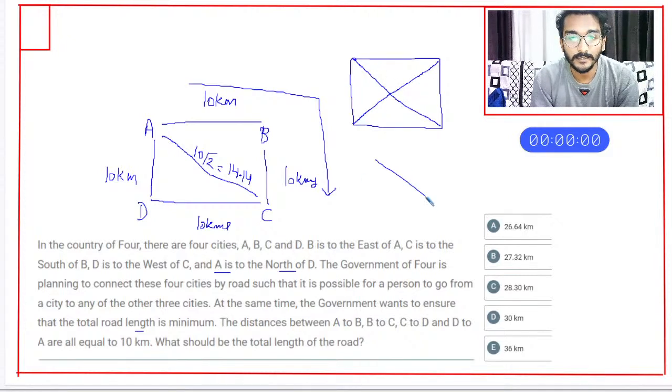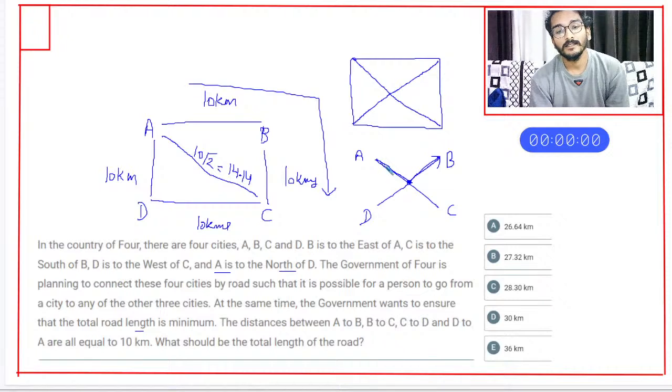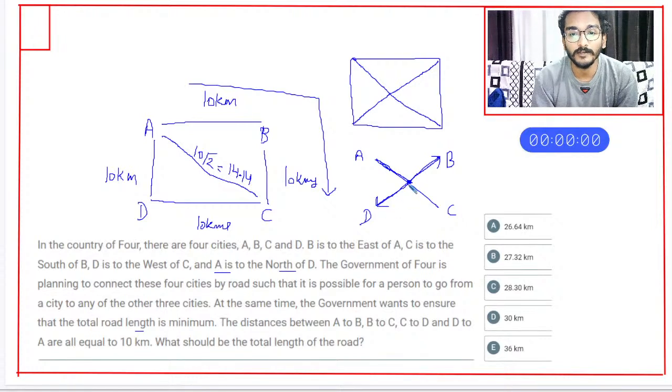So if I go diagonally like this, I can go from A to B, C, and D. I'll go to this point of intersection and then go towards B. This is how you can go from A to B or A to D, whatever. A to C is a direct path. So how much is the total length? 14.14, the double of this, 28.28. Approximately 28.30 is the answer. Easy question. So the answer is C.